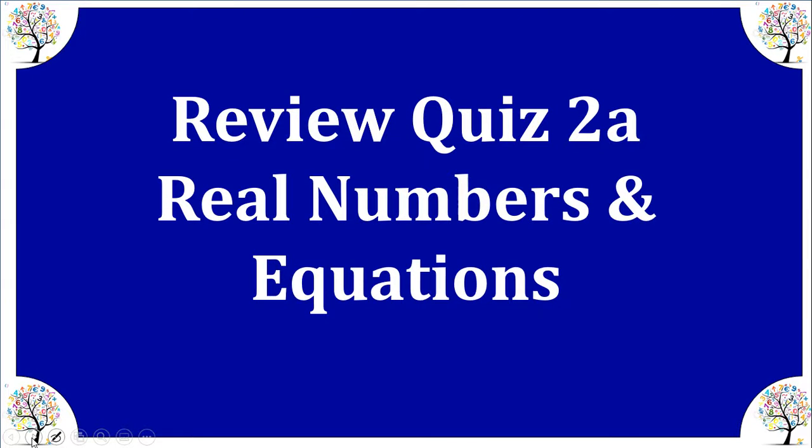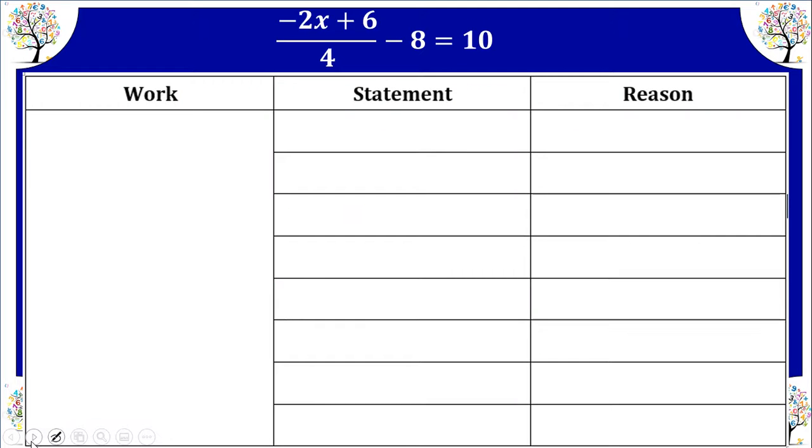Okay, guys, let's review real numbers and solving and justifying equations. Here's our first equation, and we're going to write it in our two-column proof, and the first statement is simply just your problem. And the reason for this is because it's our given. Now we're going to solve and find the value of x.